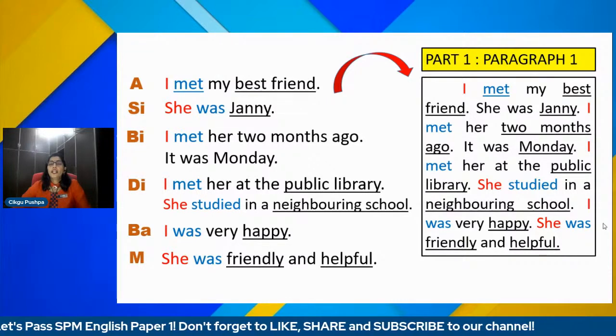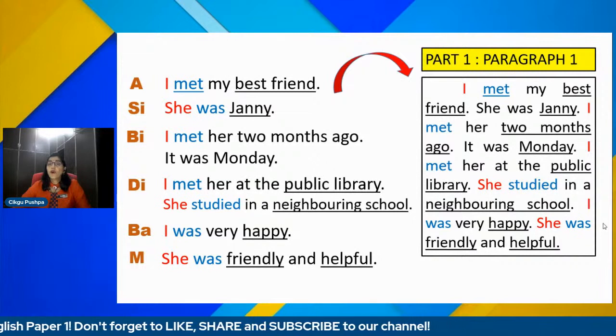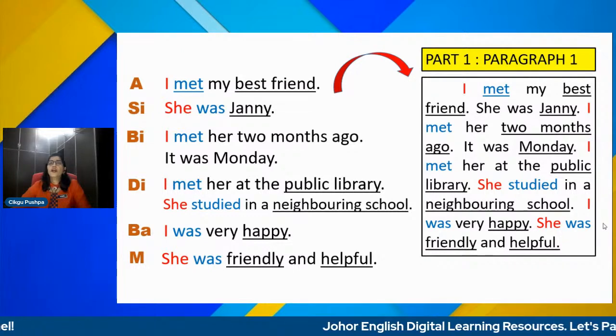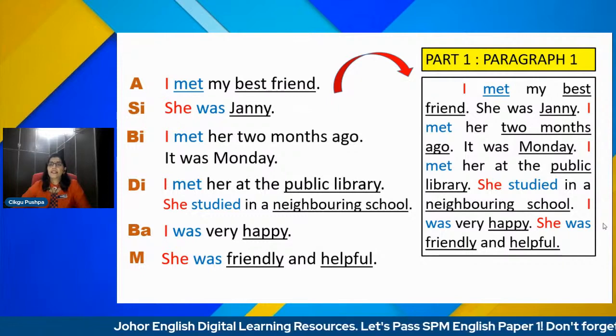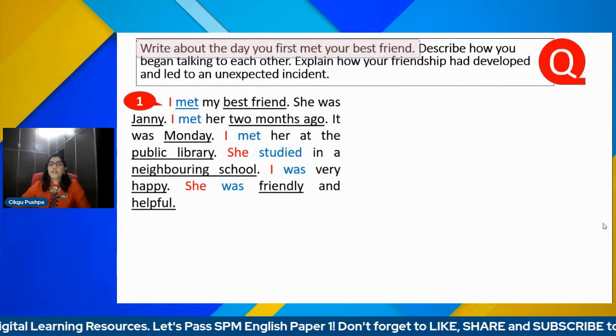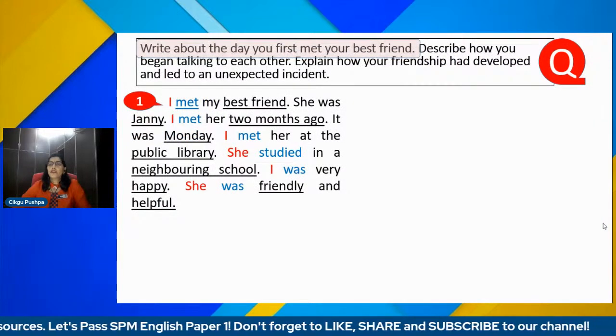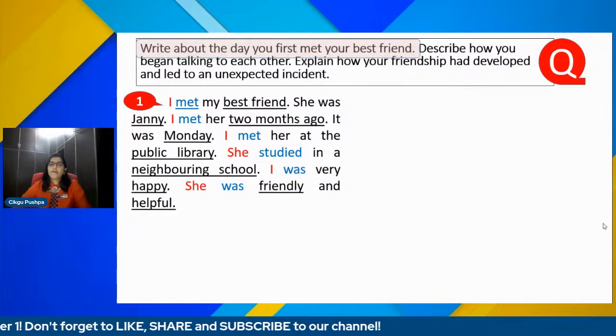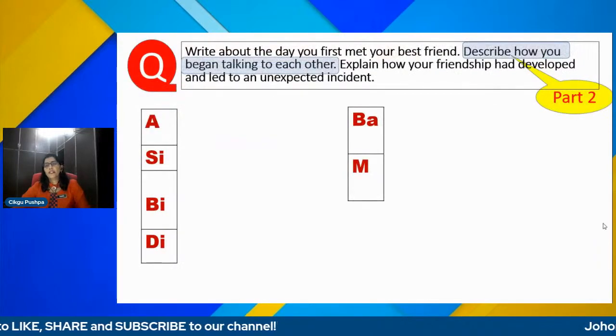See, you are trying to arrange all the sentences to form a paragraph. And that's it. You are done with your first paragraph and you have already answered part one of the question. As simple as that, right? So if you were to see, this is how your paragraph is going to be developed. So you are done with your part one. What is next? Yes, part two. Now let us move on to part two.